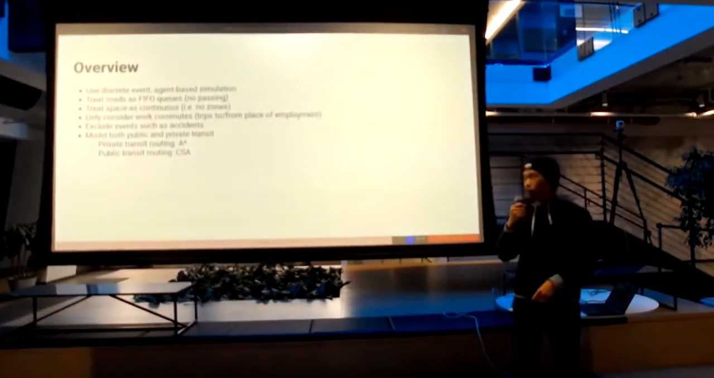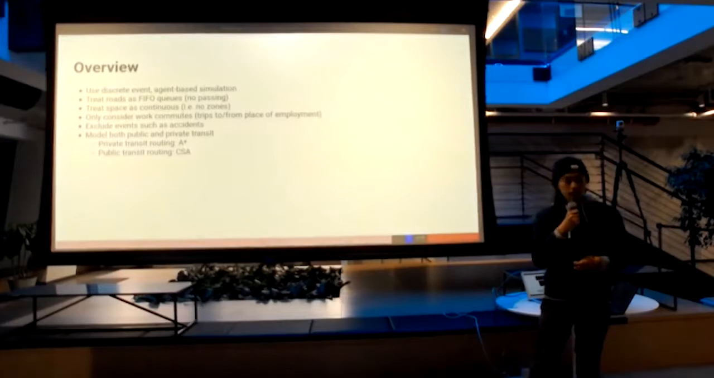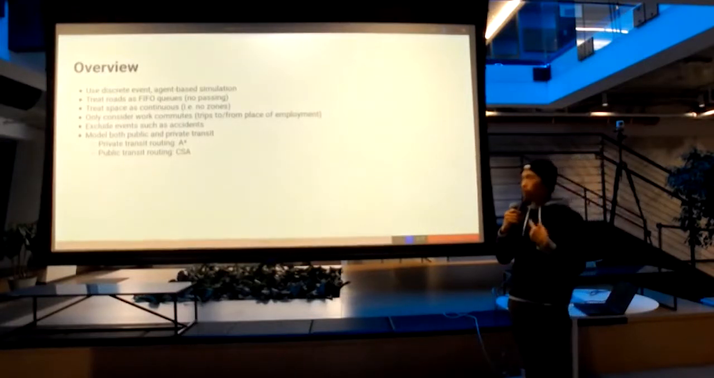So just a quick overview of how we built it. We used this simulation method called agent-based simulation, which I'll explain a little bit more about. And specifically, we used a discrete event simulation as well. We make a lot of really simplifying assumptions, especially for this first go at it. We treat roads as first in, first out queues. So basically, if you're the first to arrive on a road, you're going to be the first to exit it as well. So that basically means that no cars pass each other on the roads.